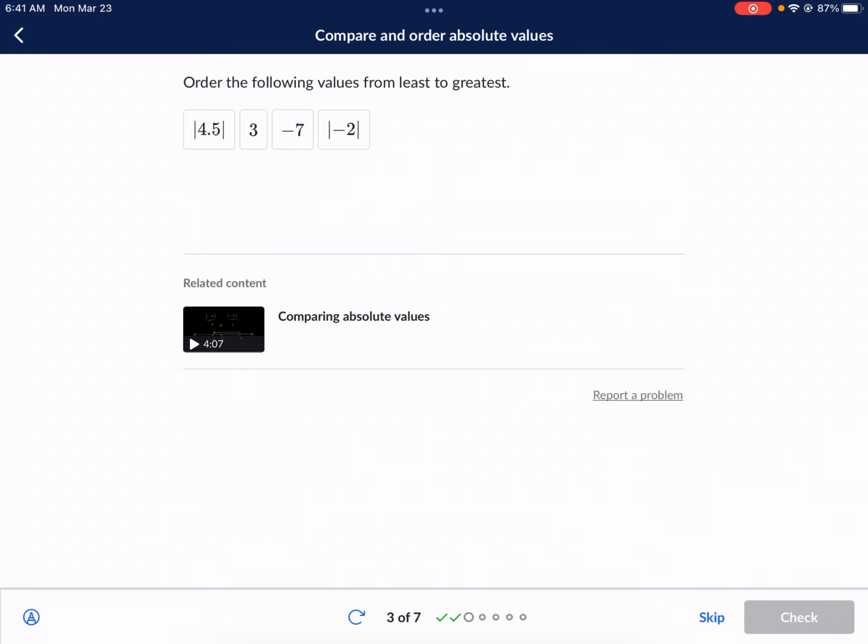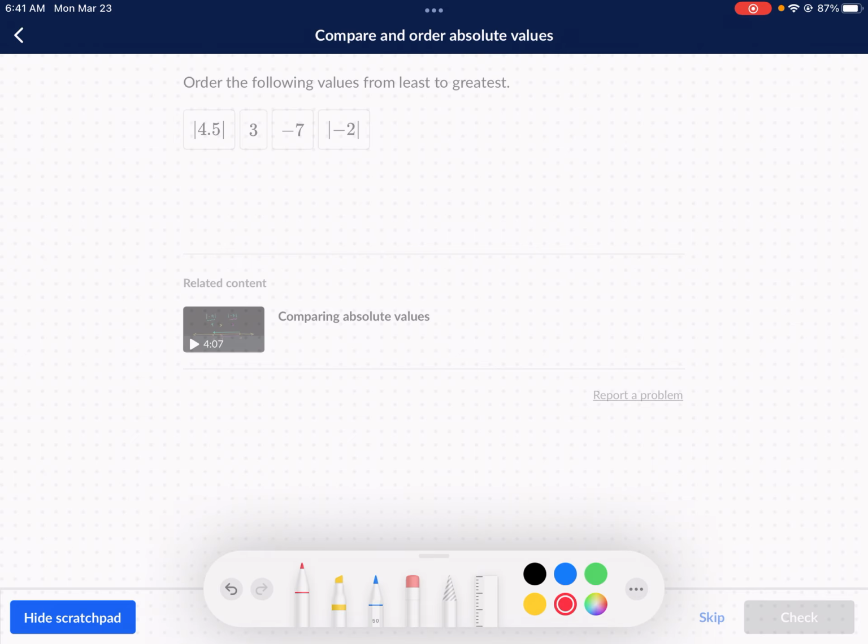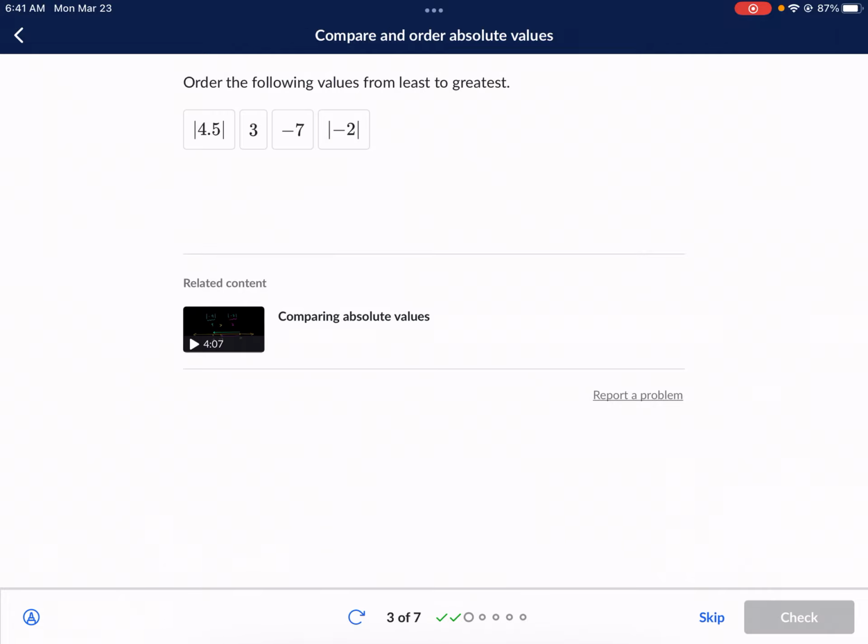Let's move on to our next question. Order the values from least to greatest. This is a great question. So the first thing we want to do is convert all of these to non-absolute values. So 4.5 is 4.5 units away from 0. -2 is 2 units from 0. So we know that the negative is going to be the smallest, and then the 2, and then the 3, and then the 4.5. Okay, so we're going to move this -7. It doesn't have absolute value. This is simply 2. This is 3, and that is 4.5.